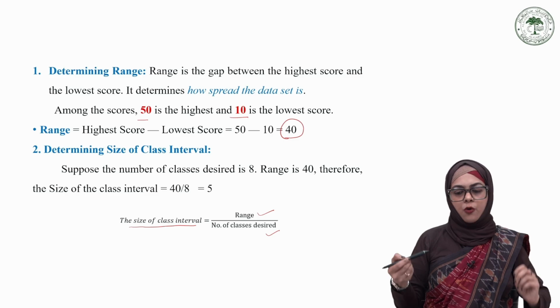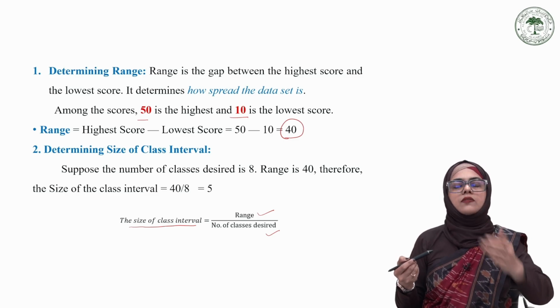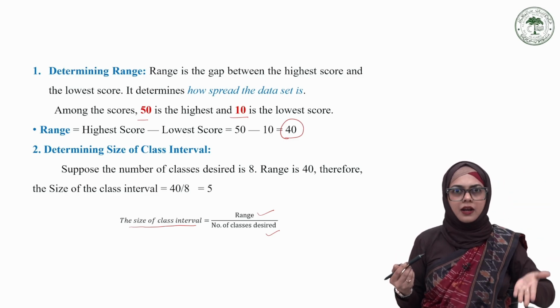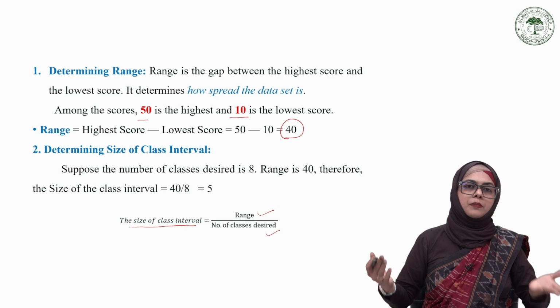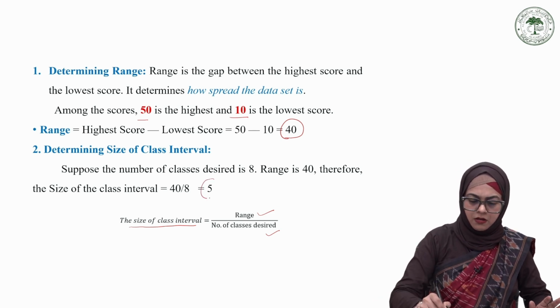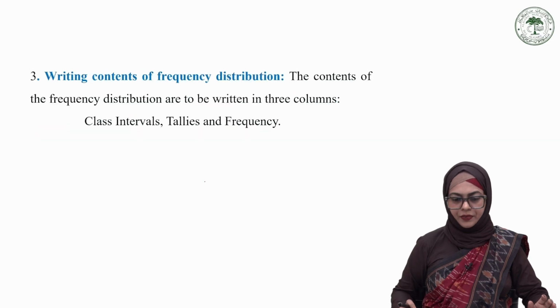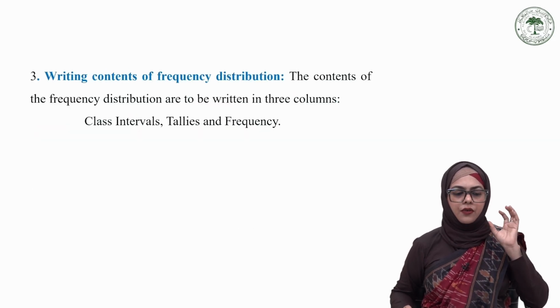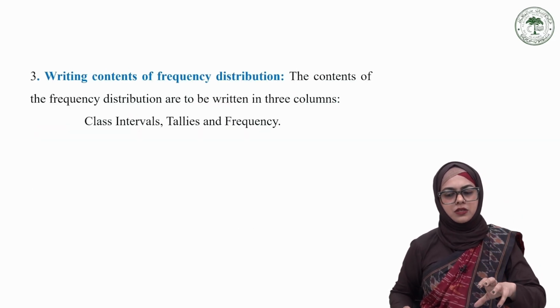So if the range is 40, which is already established, and you want 8 classes, then 40 divided by 8 would be 5, right? So far, the first and second steps you know. Now comes the part where you start writing the contents of the frequency distribution.